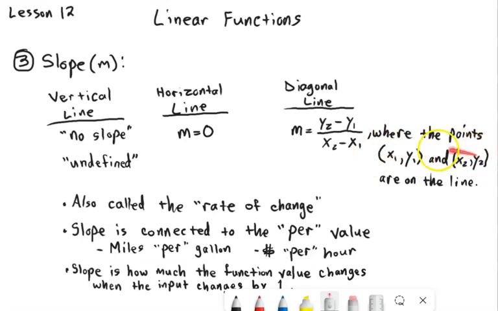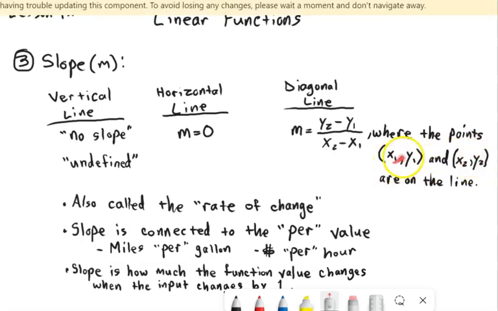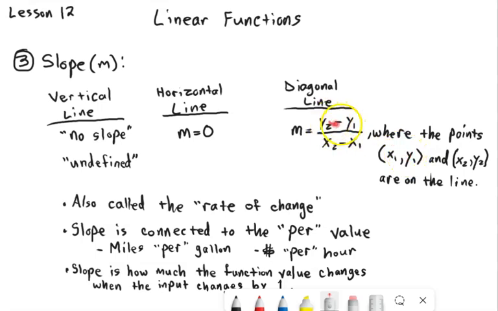And if these 2 points are on the line, then the slope of that line, which we call m, can be calculated simply by taking the second y value and subtracting the first y value in the numerator, y2 minus y1. Then in the denominator, you take the second x value and subtract the first x value, x2 minus x1. Okay, and then this would give you a fraction which could be reduced, but that would be the slope.